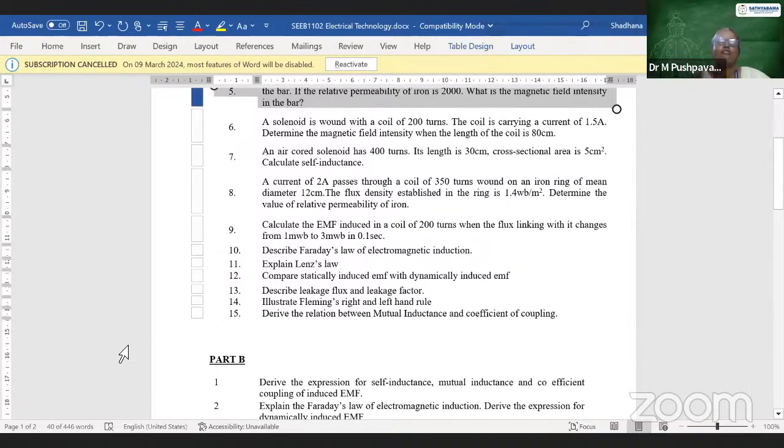The rest of the thing: Faraday's law of electromagnetic induction, Lenz's law, statically and dynamically induced EMF. Statically induced EMF, the best example is the transformer. Dynamically induced EMF, the best example is the generator.